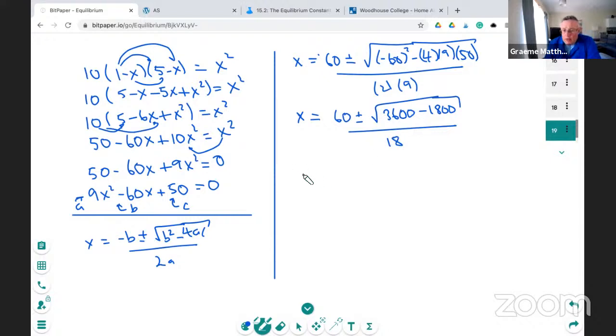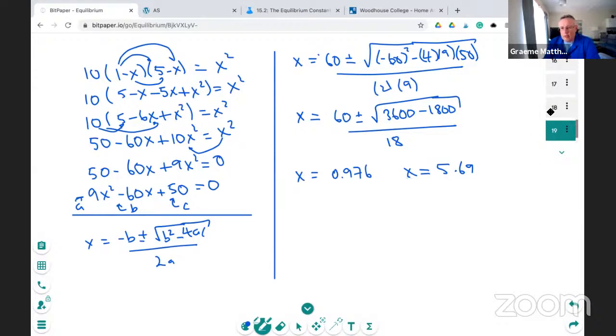Right, so if you solve it, you get two roots, don't you? You get x is either 0.976 or x is equal to 5.69. And you go, well, that's just great. I've got two of these. Now, which one could it possibly be?